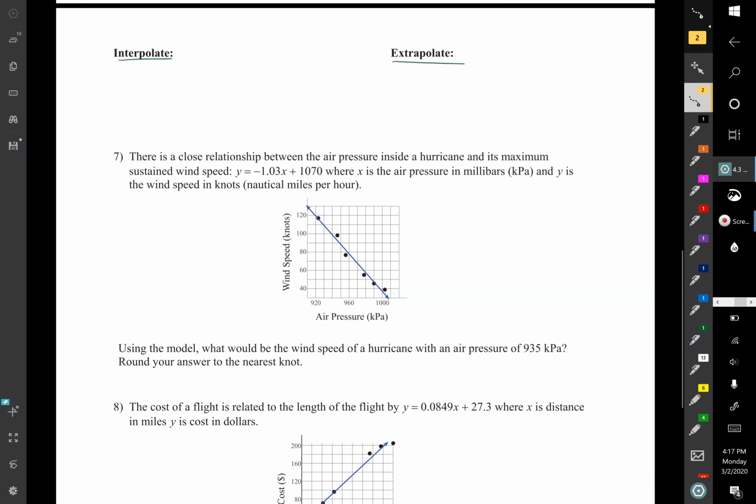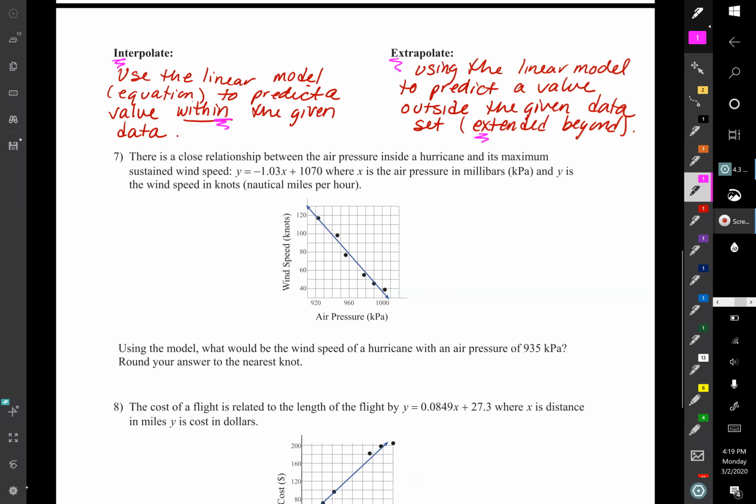So I'm going to write those definitions down and you can copy them. I have 2 definitions here. Interpolate, and I highlighted in pink the "in": use the linear model or equation to predict a value within the given data. Extrapolate, and I highlighted the "ex": use the linear model to predict a value outside the given data set. Extend beyond. You can think of it that way so that you can remember which one's which, okay?